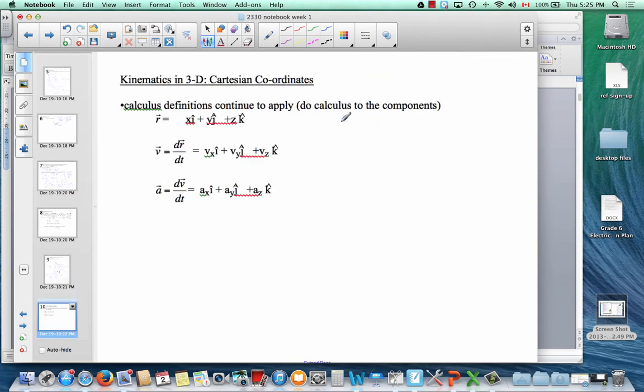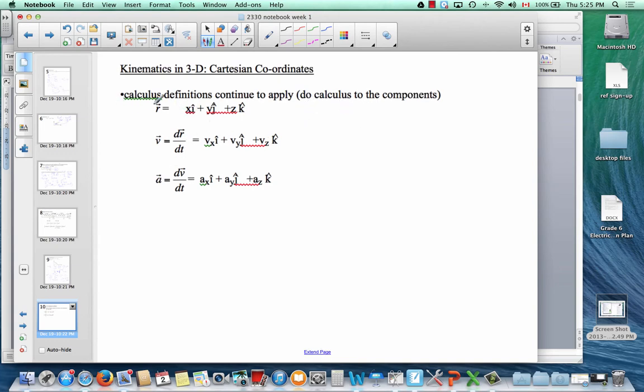Okay, now we can step up to 3 dimensions here, and the same rules apply. If we work in Cartesian coordinates in ijk, then the good news is we can just component-wise differentiate. If you know the x, y, z position, you can find the x, y, z velocity just by differentiating the components.